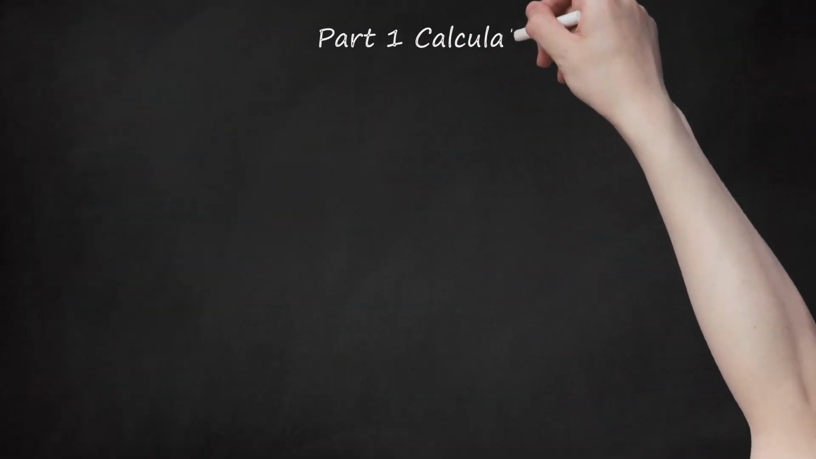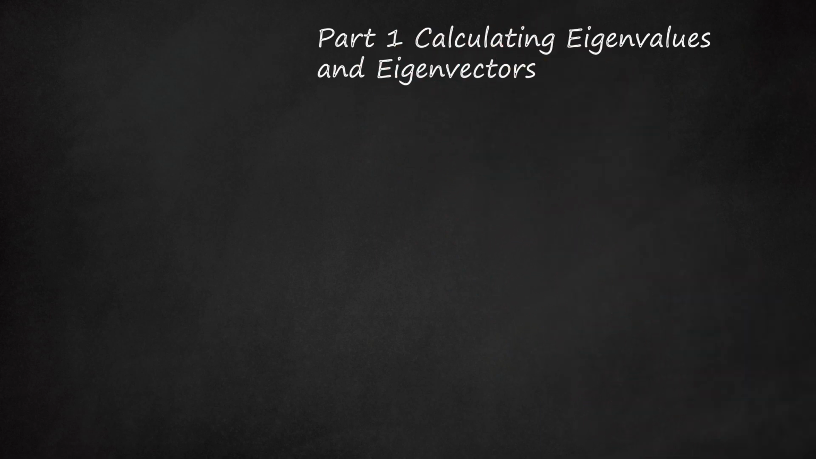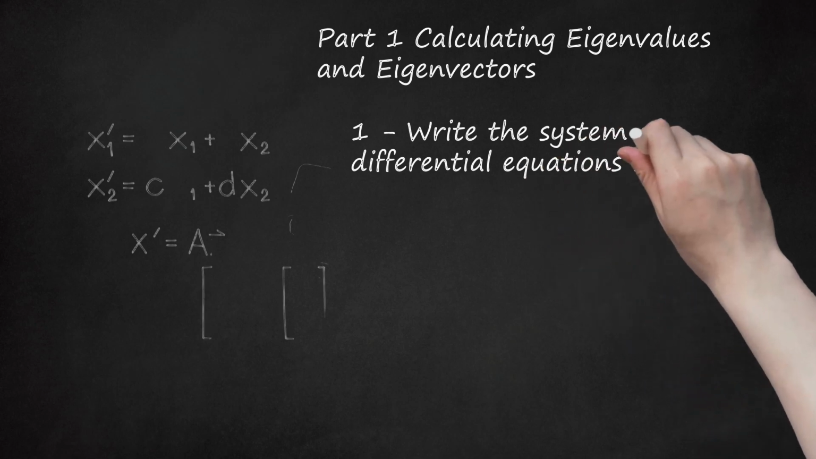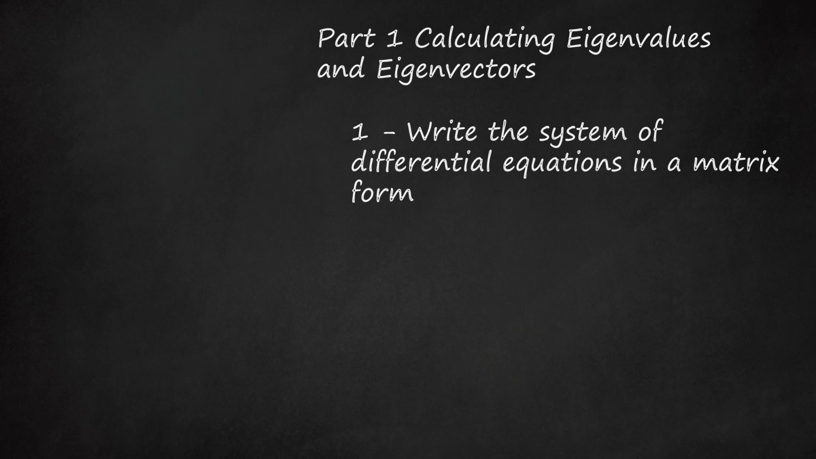Part 1: Calculating eigenvalues and eigenvectors. 1. Write the system of differential equations in a matrix form. Notice that the A matrix contains the coefficients of the two differential equations. It is important to write the A matrix correctly.